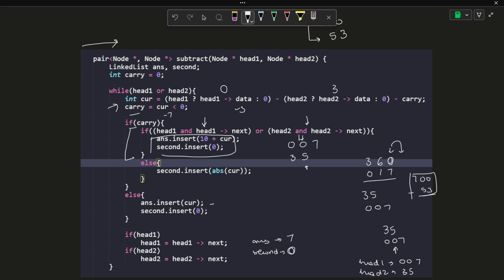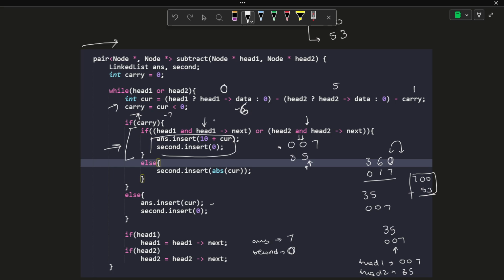Now I move forward, I move here. My head 1 value is 0, my head 2 value is 5, so I remove this and write 5 here, and my carry value is 1 now because I produced a carry here, right? So my next carry is going to be current less than 0. The current value is 0 minus 5 minus 1, so it is minus 6, right? So I enter this particular part.